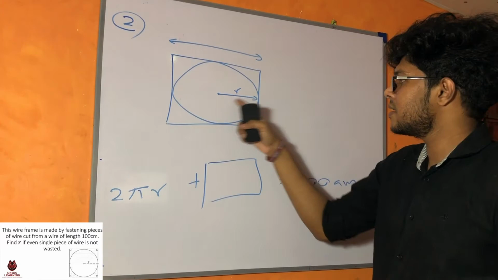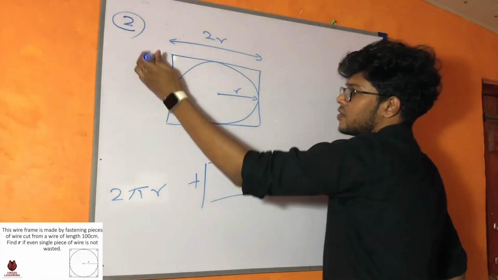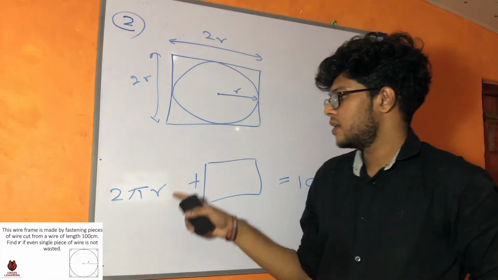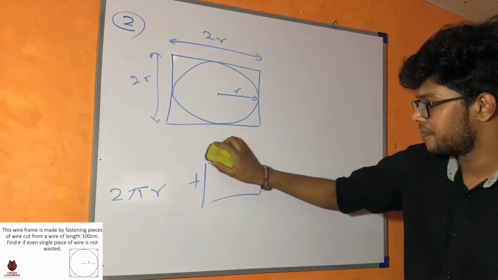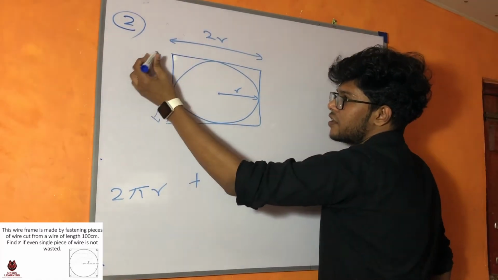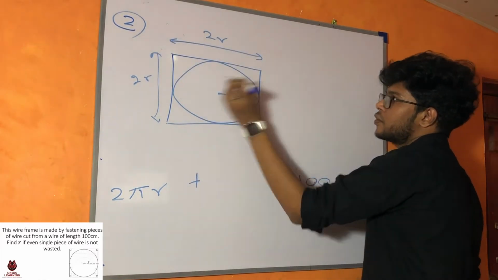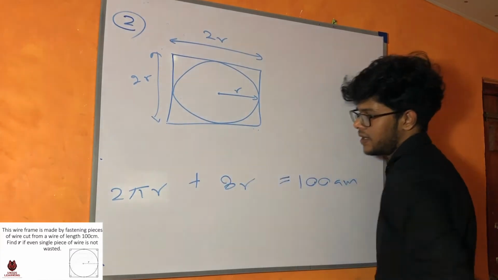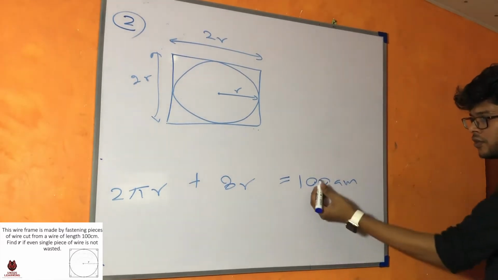If this is r, the length is going to be 2r, right? Then this is a square, so this is also going to be 2r. So the circumference of the circle is 2 pi r. Then for the square, the perimeter is going to be 2r plus 2r plus 2r plus 2r, which is going to be 8r. So 2 pi r plus 8r is going to be equal to 100.